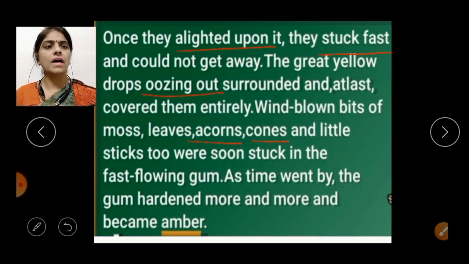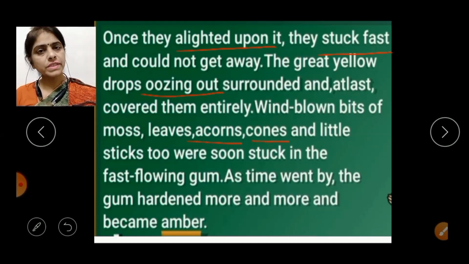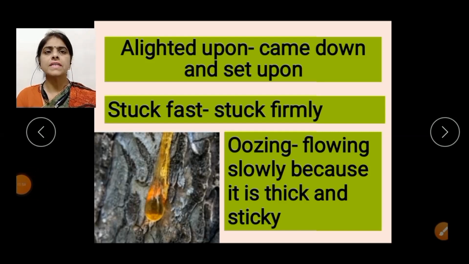The new words are alighted upon, stuck fast, oozing out, acorns and cones. Let's have the meaning of these words. Here the first one is alighted upon. Alighted upon means came down and sat upon. Next, stuck fast. Stuck fast means stuck firmly.